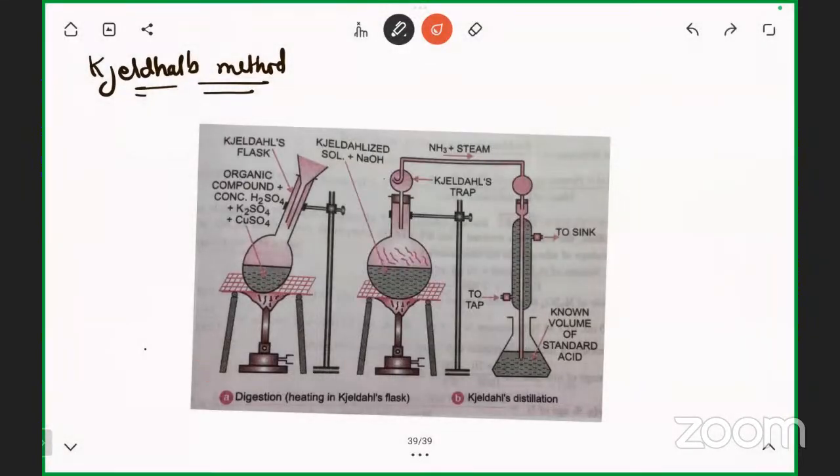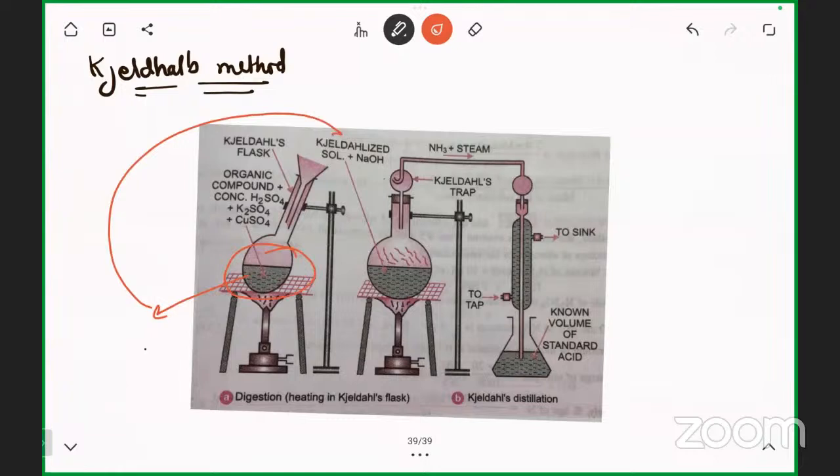Okay. So in this particular image, you can see the first one is known as the Kjeldahl flask. In the Kjeldahl flask, you will add the organic compound, along with it concentrated H2SO4, then some amount of K2SO4 and copper sulfate. You'll heat it.